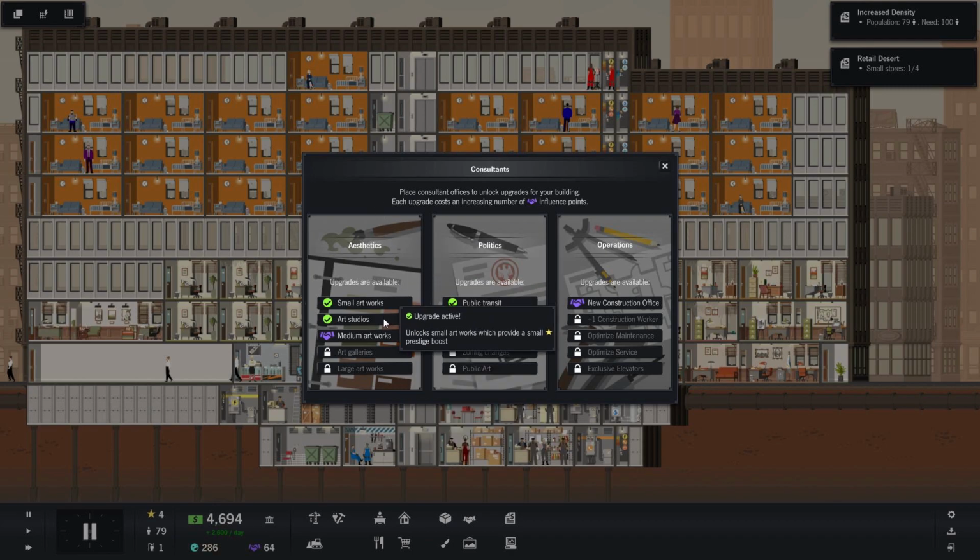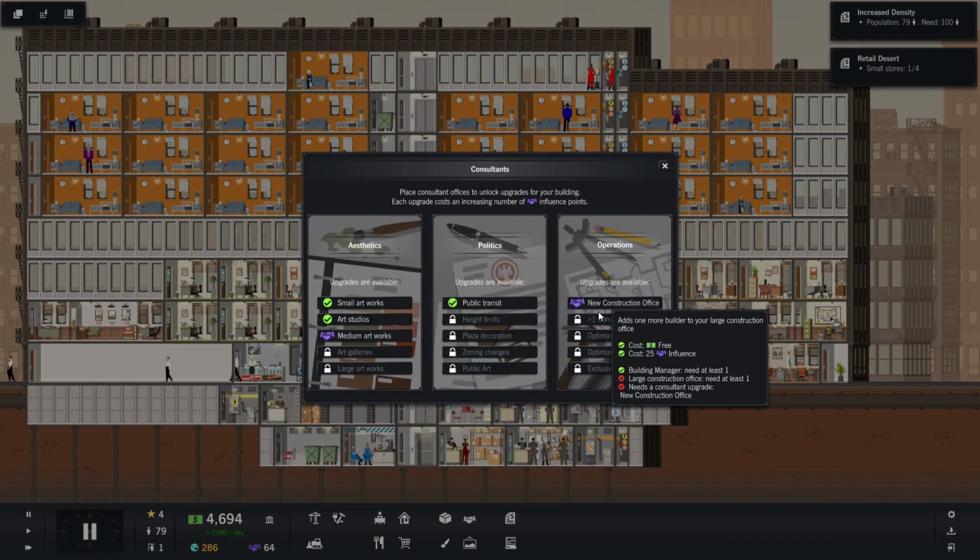So influence, they remind me a bit of social policies from Civilization 5, but they unlock different abilities. Like here we have operations. If we unlock this, it will cost us 25 influence.